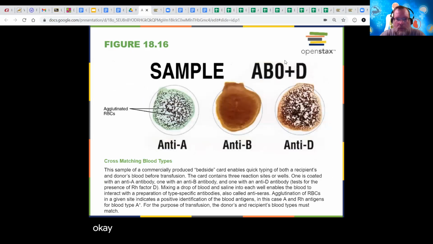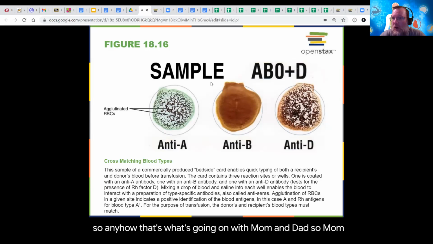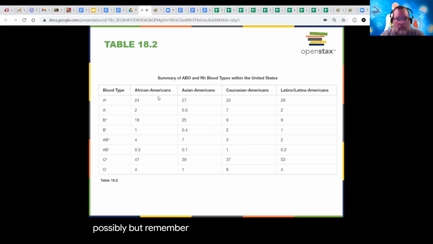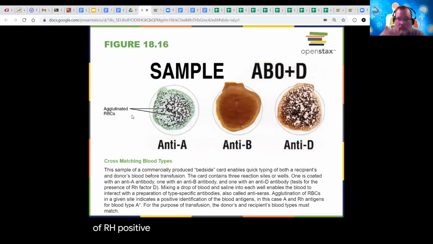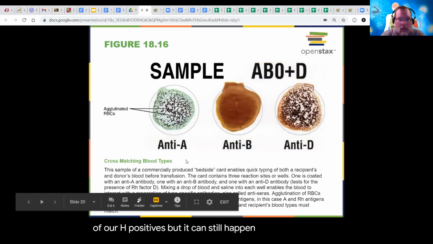Okay. So anyhow, that's what's going on with mom and dad. Mom's Rh negative, dad's Rh positive. That could create a problem, possibly. But remember, when we look at our negatives, very few percentage of Rh negatives out there, high percentage of Rh positives, but it can still happen.